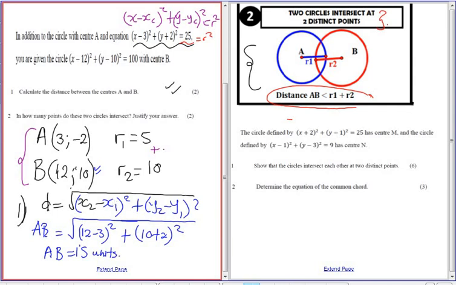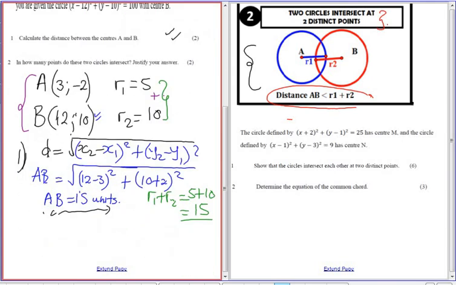And then, when you get your distance AB, now get the value of R1 plus R2. It's just a matter of adding these two. So it is 5 plus 10, which happens to be 15. In this situation, our AB is exactly equal to R1 plus R2. And if AB is equal to R1 plus R2, we know that the two circles just touch.